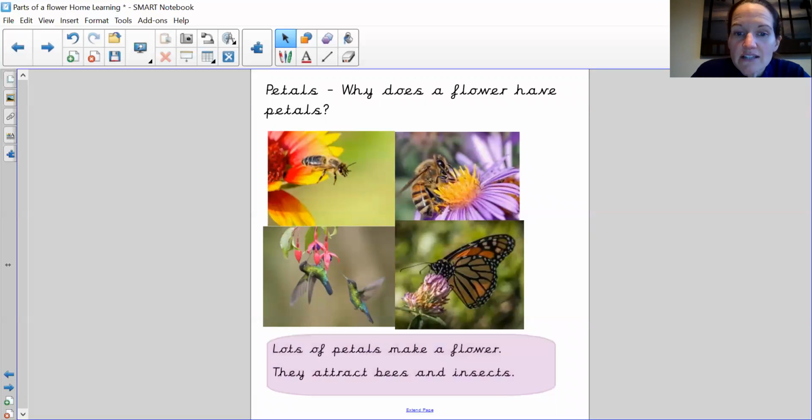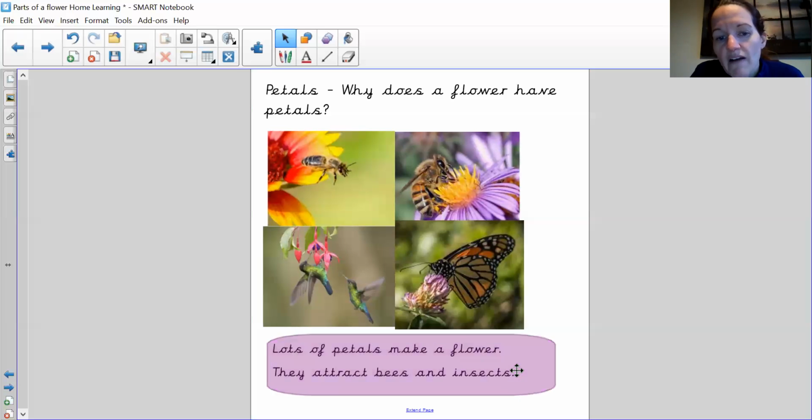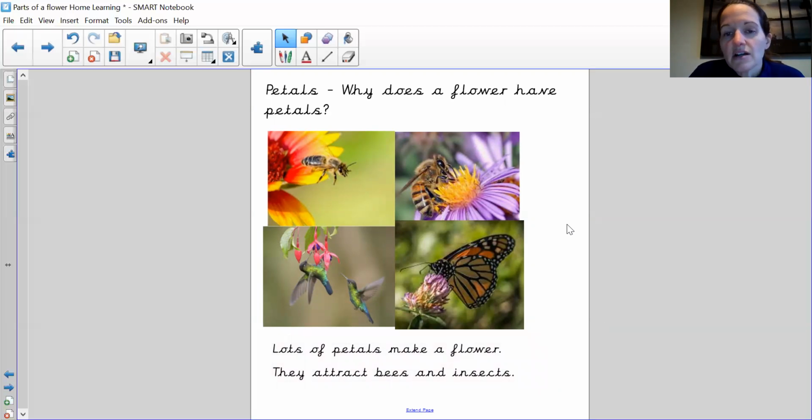So lots of petals make up a flower. If you look, we're going to be looking at this a little bit later. This flower has lots of petals, and that makes up the flower part of the flower. And they attract bees and insects. Now, if you look at these pictures, we've got beautiful purple flowers, pink flowers, orange and yellow flowers. So my flower is a pinky color. So petals are bright and colorful.